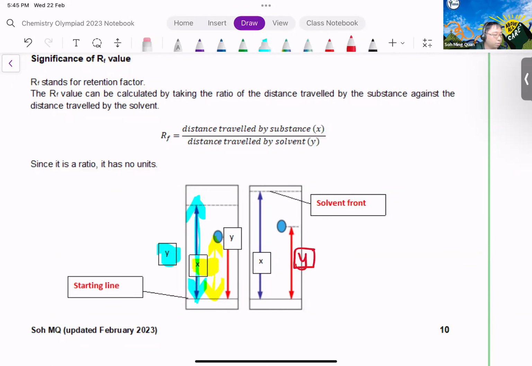Oh, sorry. Okay, I think there's a shift in the text boxes. So can you please correct the diagram? Make sure you get the correct diagram. So X over Y. Can you please relabel the diagram on page 10?